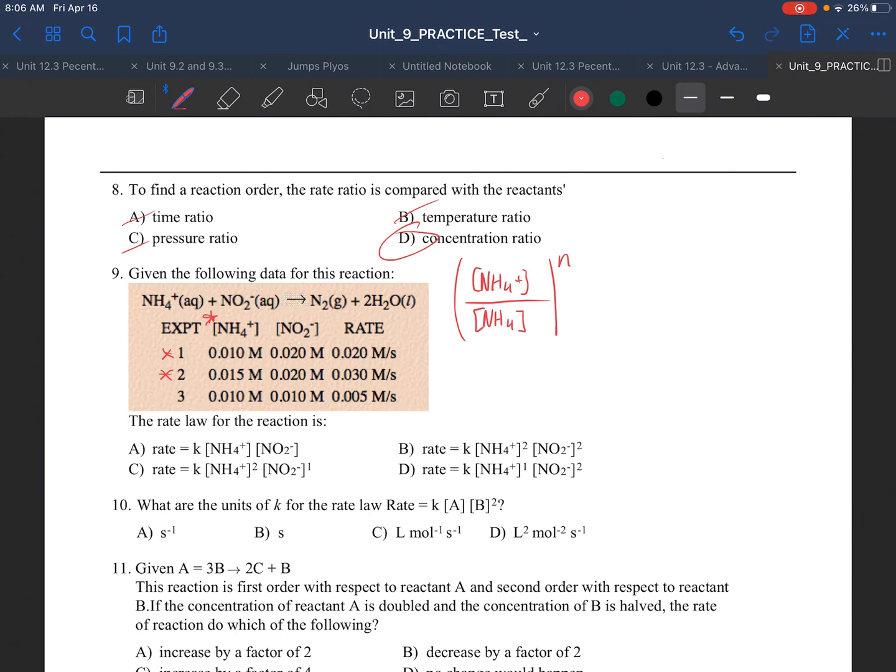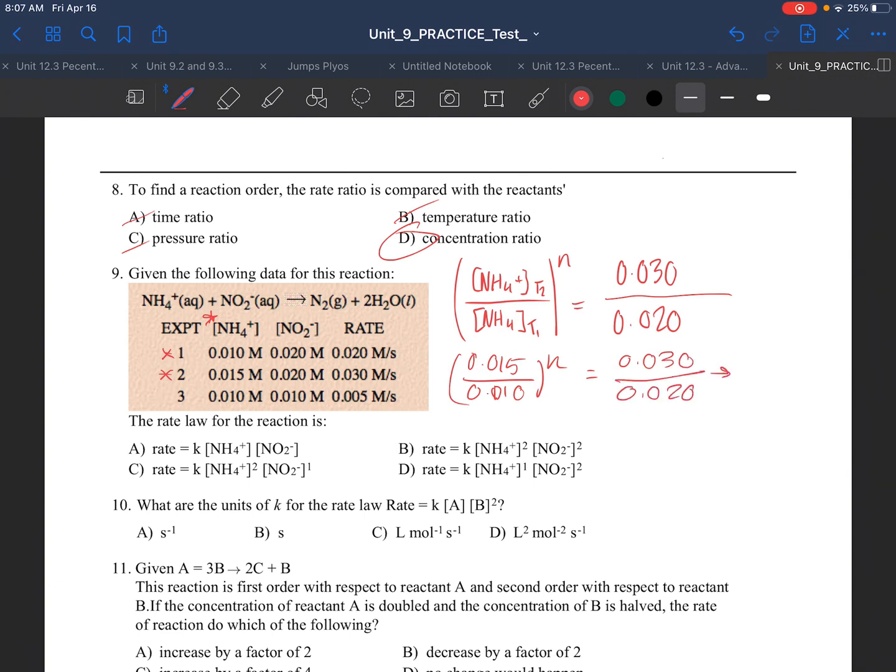Now, when deciding which one to put on top of the other, I look at what's bigger. The concentration of trial 2 has a larger value than 1, so I'm going to put T2 over T1 and set that equal to the rates from T2 over T1, which are 0.030 over 0.020. Oh, sorry, I'll plug in the concentrations here for NH4. So you'd have 0.015 over 0.010, so some power of n is equal to 0.030 over 0.020.